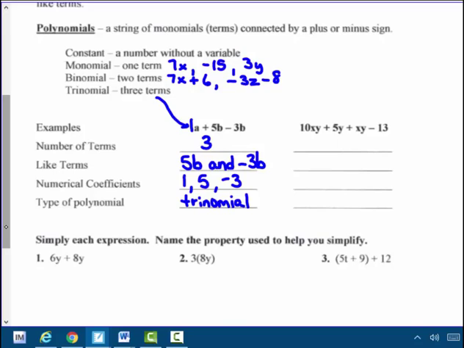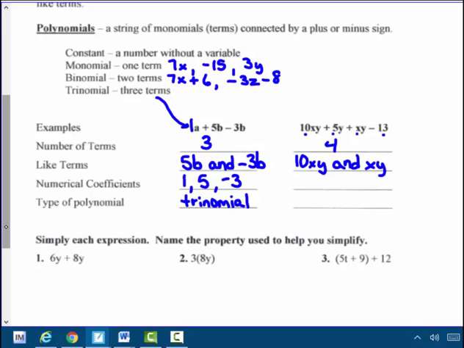In this next polynomial here, we have a 10xy, 5y, plus xy, and negative 13. It has 1, 2, 3, 4 terms. What are the like terms? Well, we have 10xy and xy, which is really 1xy. 5y is not like 13, so no other like terms.